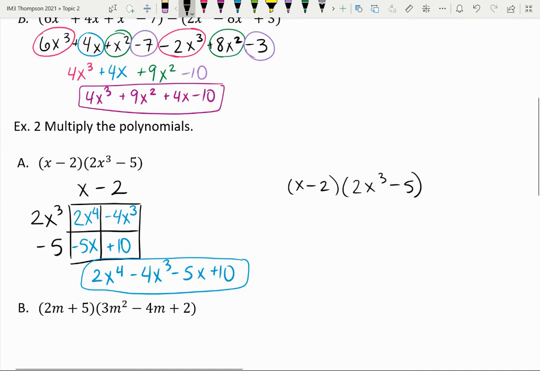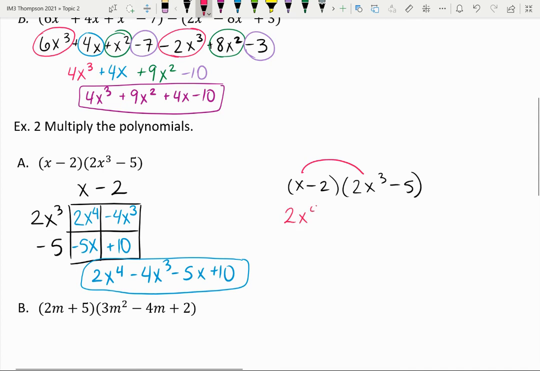Maybe you like the organization of the box. Maybe you don't care for it. Maybe you'd rather just write it out in a line. So I'm going to also just multiply through by distributing. When I do that, I take each term in the first parentheses and multiply by each term in the second parentheses. I have x times 2x cubed.